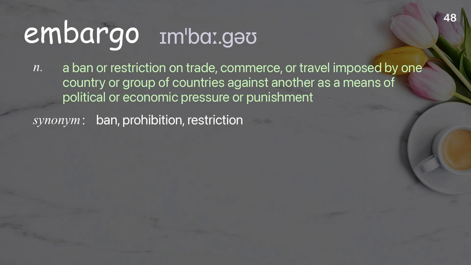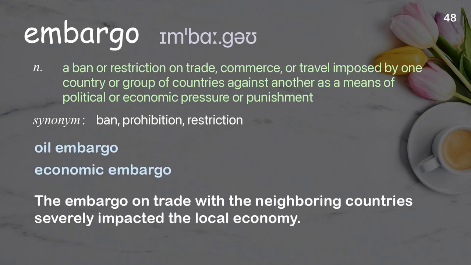Embargo. A ban or restriction on trade, commerce, or travel imposed by one country or group of countries against another as a means of political or economic pressure or punishment. Examples. Oil embargo. Economic embargo. The embargo on trade with the neighboring countries severely impacted the local economy.